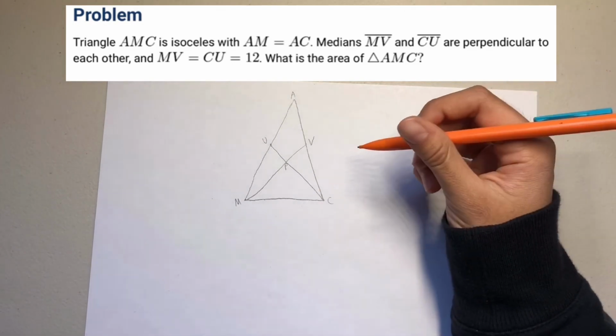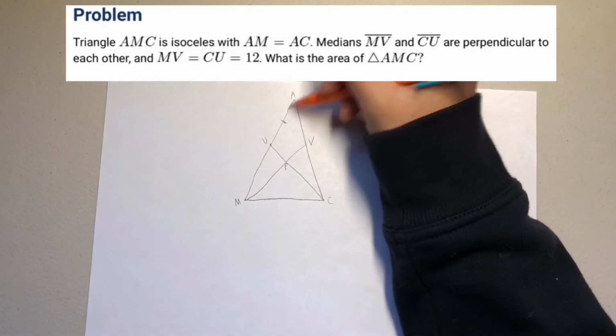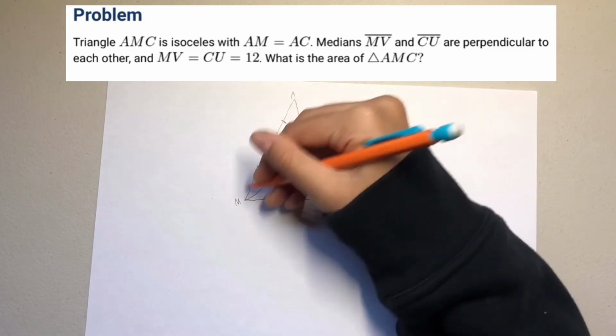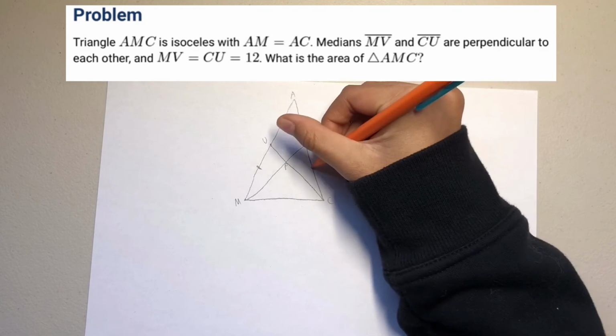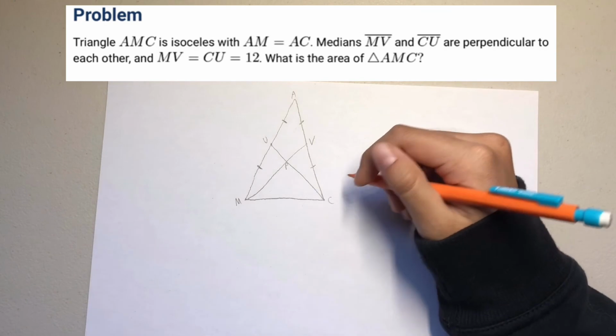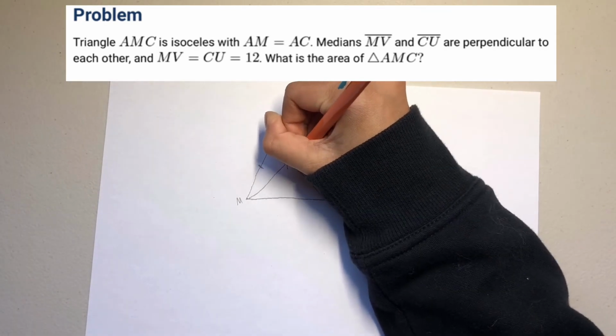So on my diagram, since MV and CU are medians, it splits their side into two equal parts. And since this is an isosceles triangle, the parts are equal. We also know that MV and CU are perpendicular to each other, so this makes both of these triangles a right triangle.